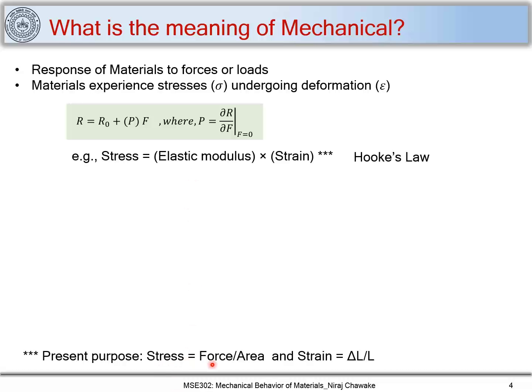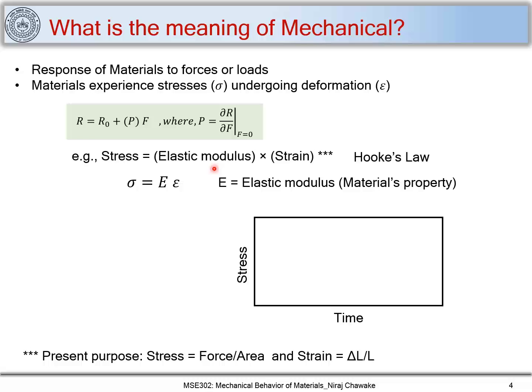So I define stress as force upon area, and strain as delta L upon L. For the present purpose, these have very exhaustive meanings to them. We will see it in our upcoming lectures. So now the stress a material experiences is a response to an external strain which is employed on the material, and this stress is related to strain using an elastic modulus.